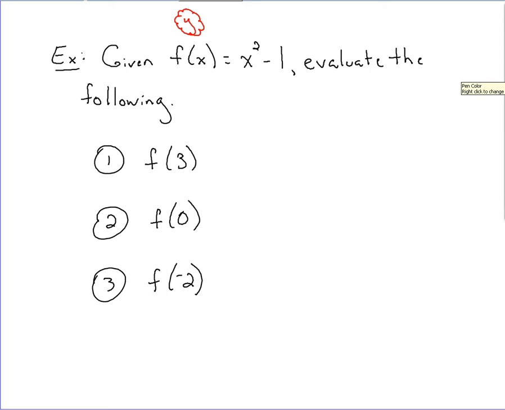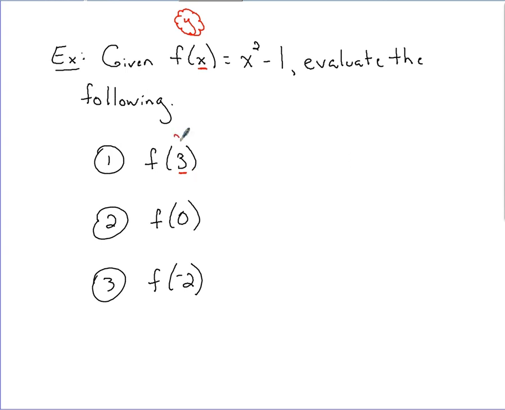Given f of x equals x squared minus 1, evaluate the following, starting with f of 3. Well, as I get familiar with this notation, that is f of x, I recognize that the x part of this is that part that's inside the parentheses on f of x. So when I come down here to f of 3, 3 is the part inside the parentheses. That must be my x idea that I want to plug in.